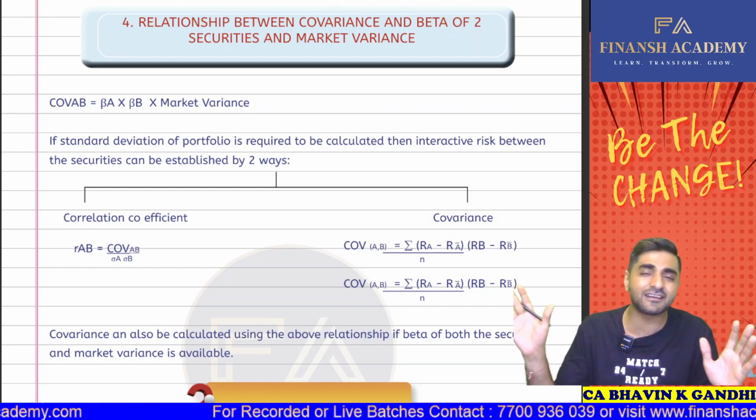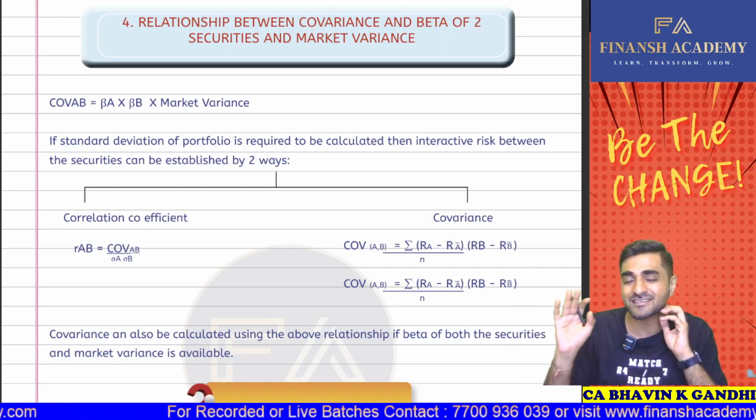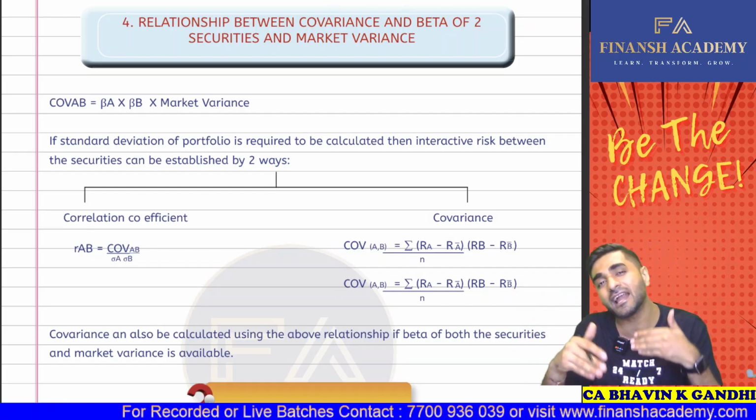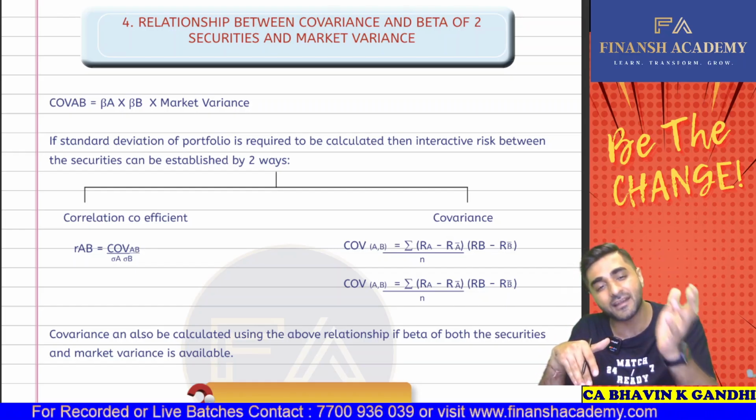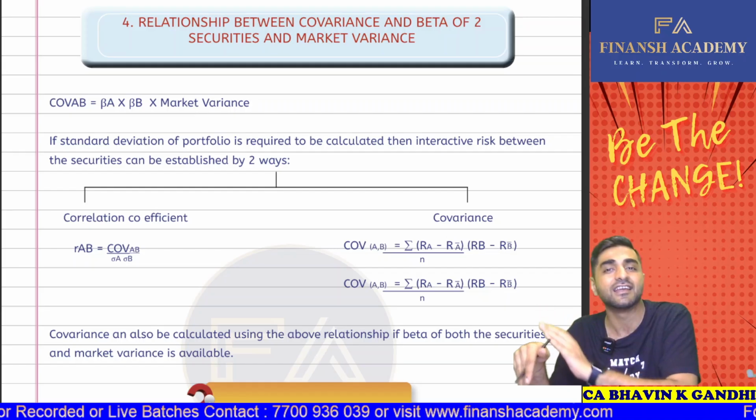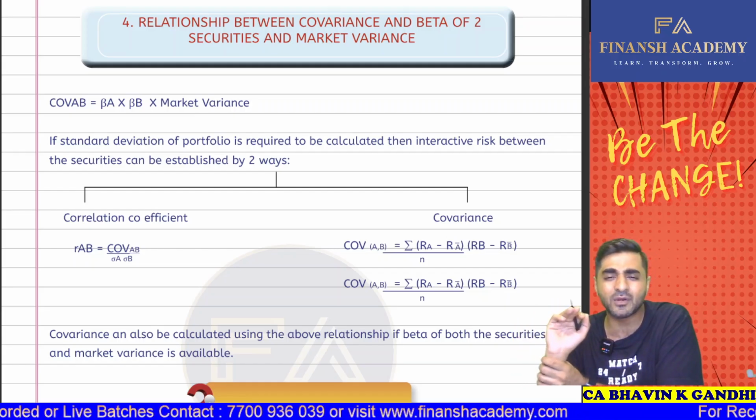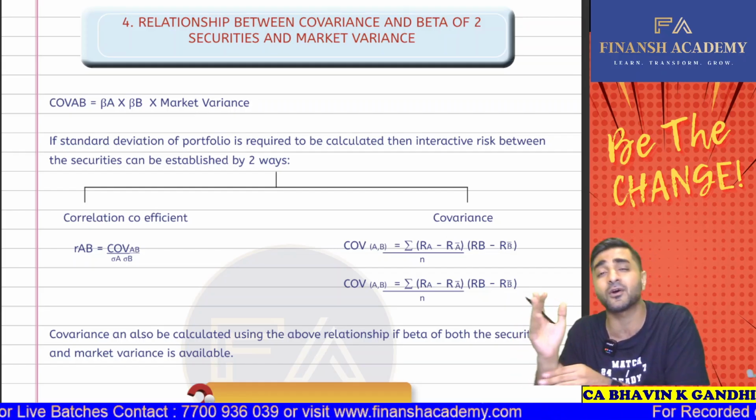Without wasting any further time, now we are going to start with our second part, where we'll be continuing from that particular part. We have covered your CAPM part, and now we are going to start with the next section, which deals with the relationship between covariance and the beta of the securities.